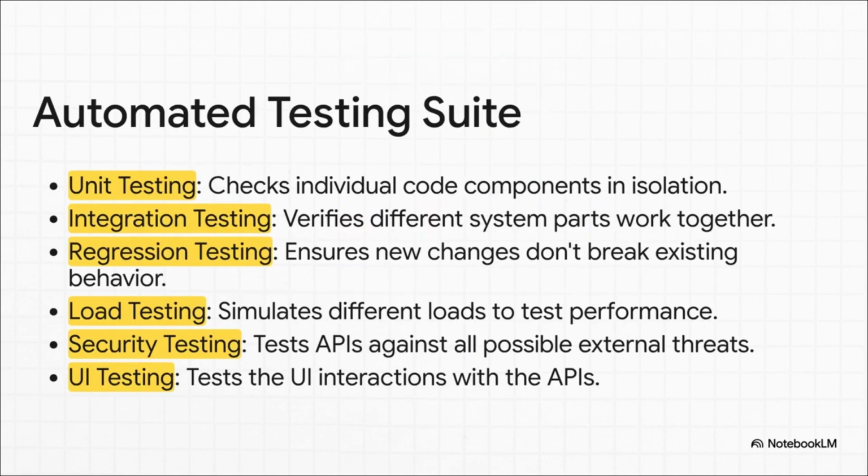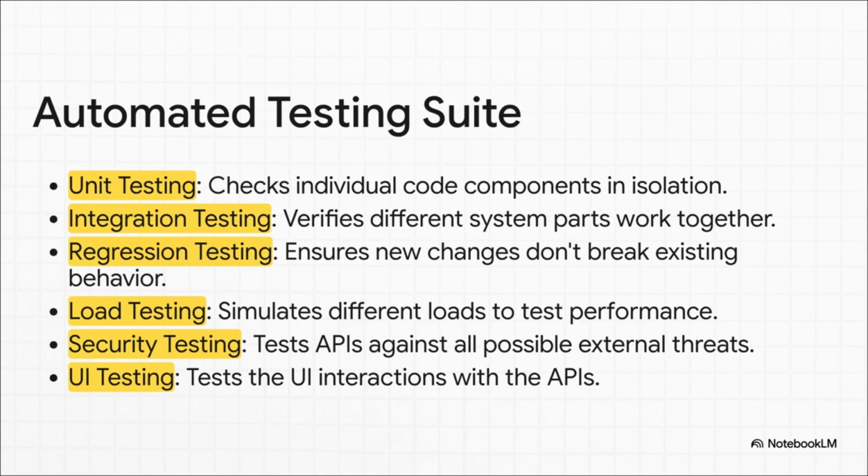And what's really cool is just how thorough this is. You have unit tests that check tiny little individual pieces, like a single button. Then integration tests make sure all those little pieces work together. And then you have regression testing. That's the big safety net. That's what makes sure our new wish list feature didn't accidentally break the shopping cart.